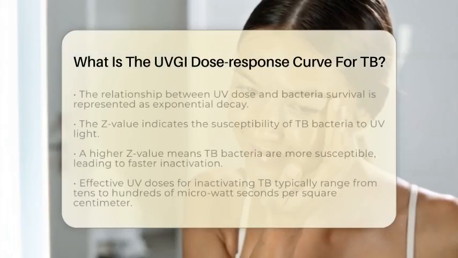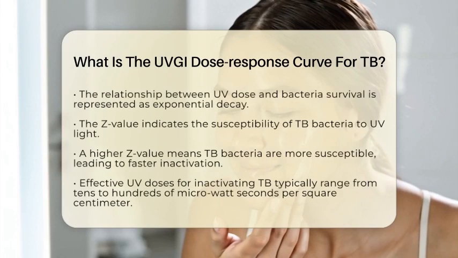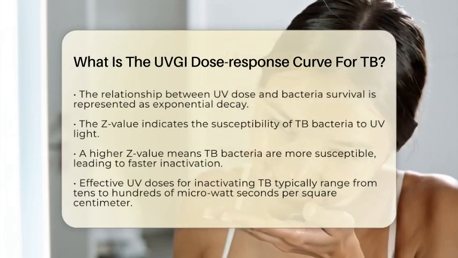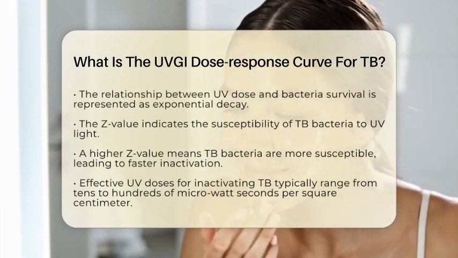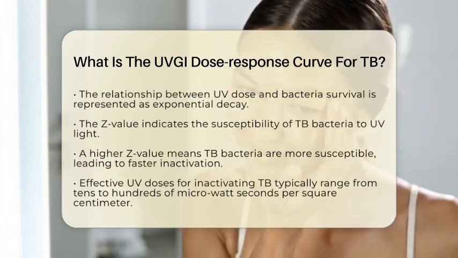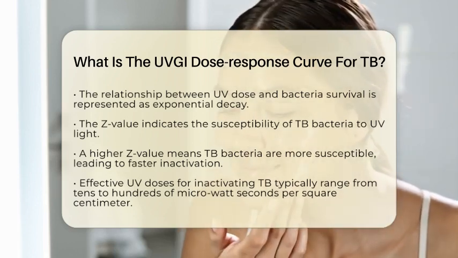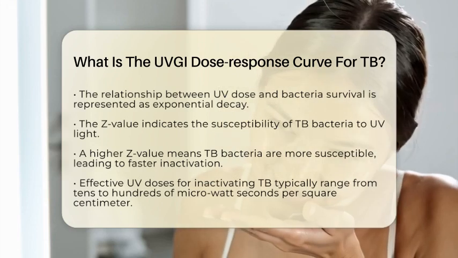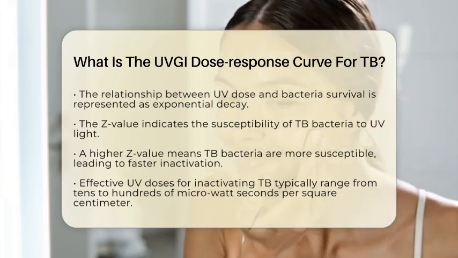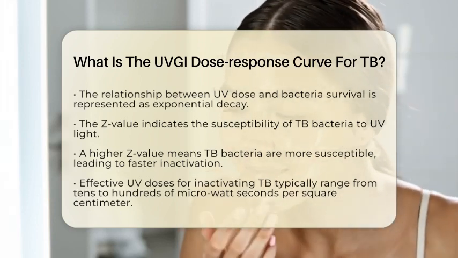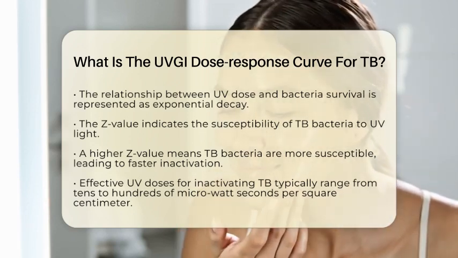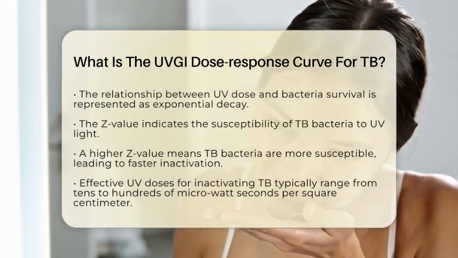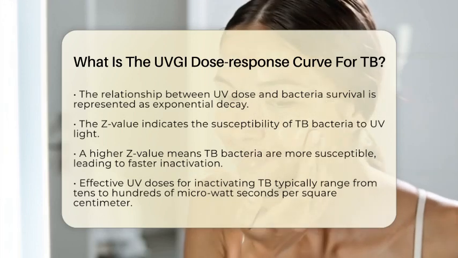A key factor in this curve is known as the z-value, which indicates how susceptible TB bacteria are to UV light. The z-value is calculated based on the ratio of bacteria that survive without UV exposure compared to those that survive after being exposed to UV light, divided by the UV dose. A higher z-value means that the bacteria are more susceptible to UV light, leading to quicker inactivation at lower doses.